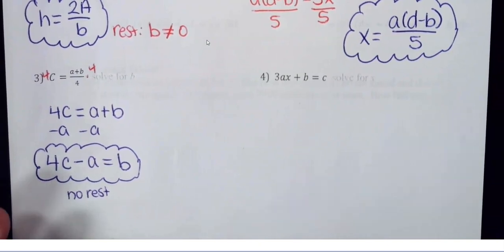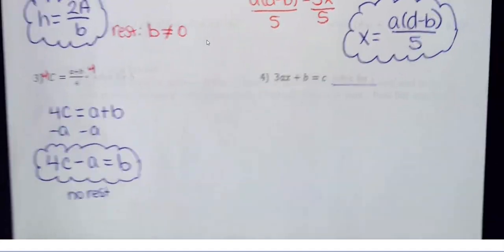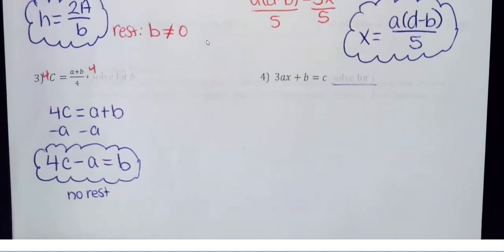Okay. Oh, sorry, this is kind of faded here. It says solve for x in this next one. So I have 3ax, all one term, and everything's multiplied together, plus b equals c. What would you maybe do first? Just raise your hand and tell me, if I'm trying to get x alone, what would you do first? Move the b.